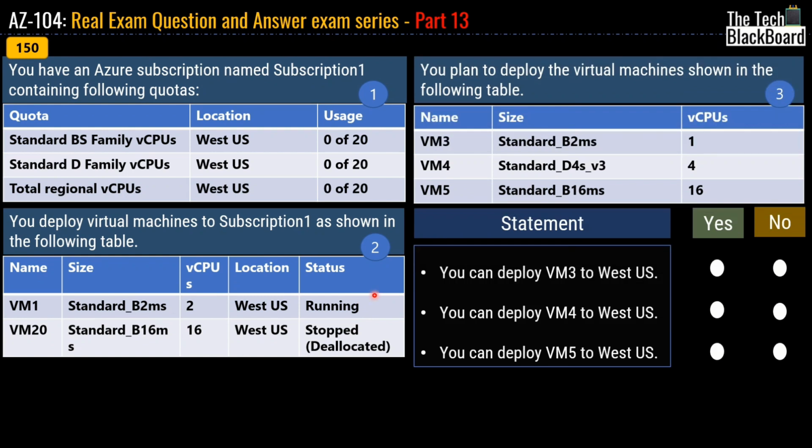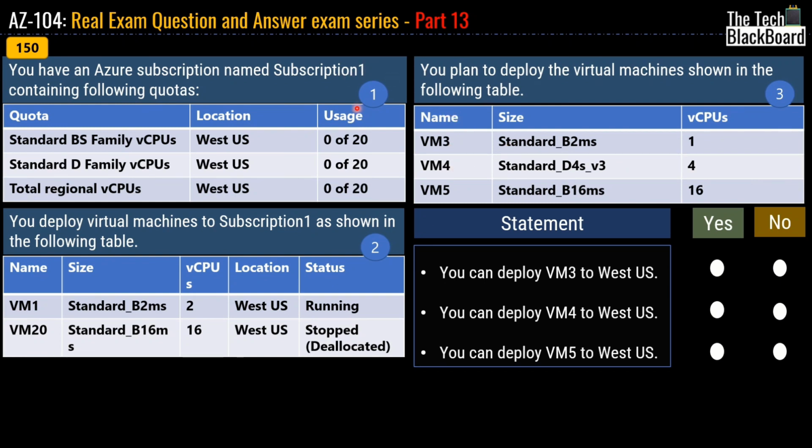Then the next section of the question says that you deploy the virtual machines shown in the following table. So we have VM3, we have VM4, and then we have VM5. You can see all the different sizes of all these virtual machines respectively, along with the vCPUs for each of the virtual machines.